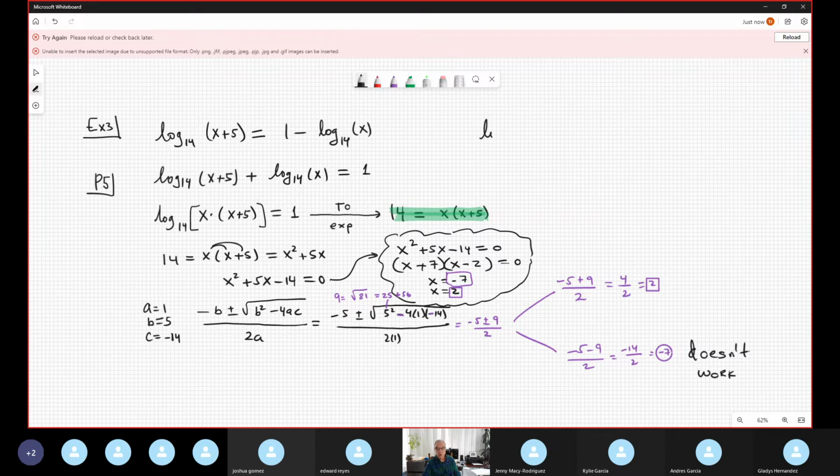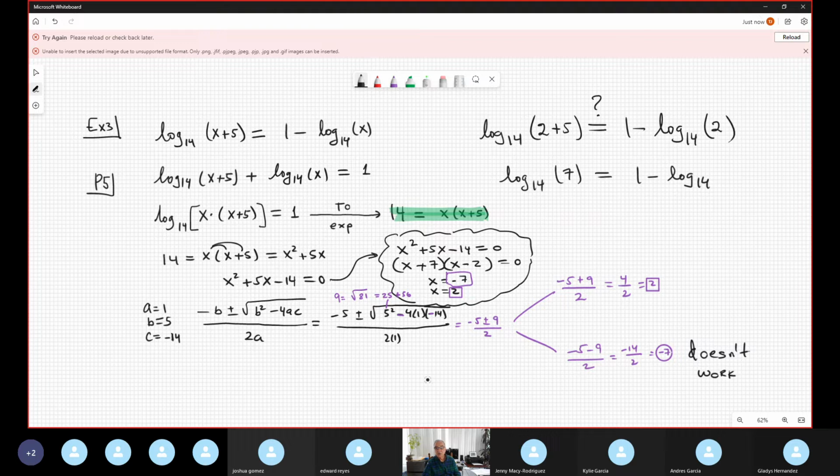Let me check it for 2. Logarithm base 14 of 2 plus 5 should be equal, by this statement, to 1 minus logarithm base 14 of 2. Doesn't work. Who doesn't work? 2 doesn't work? Andre? 2 plus 5 is 7, no? So basically, I need to prove somehow that logarithm base 14 of 7 is equal to 1 minus logarithm base 14 of 2.